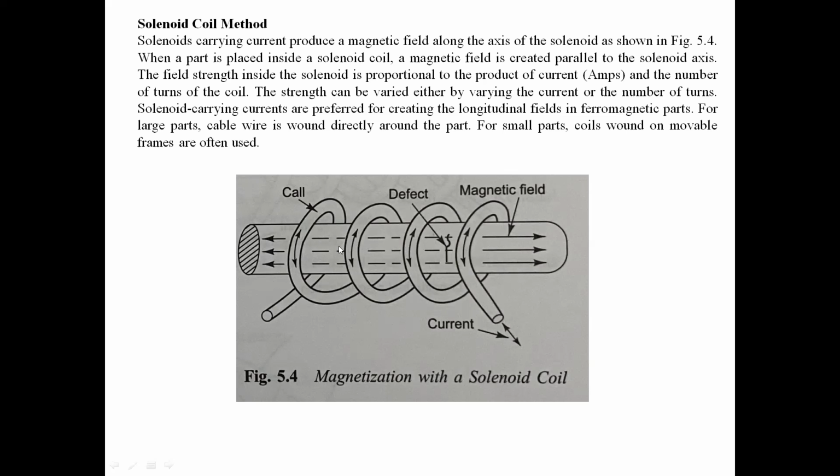The strength of the magnetic field induced in the component depends on the number of coils around the component and the strength of the current passing through the coil. Those two are the main factors for the strength of the magnetic field developed inside the component. The field strength inside the solenoid is proportional to the product of current and the number of turns. Based on that, we can induce the magnetic field in the component. This method is called the solenoid coil method.